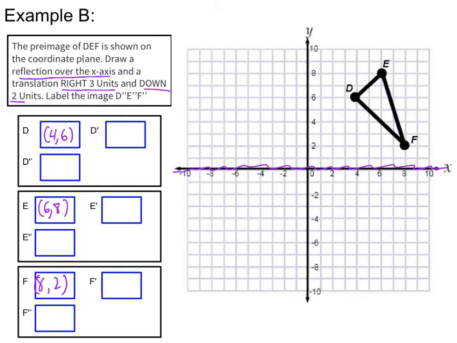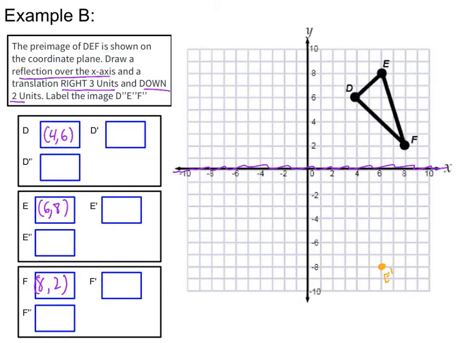So E appears to be up 8, so I'm going to go down to negative 8 for E prime. Again, the reflection is written first, so that's the thing that we're going to be doing first. If we had had the translation first, that's the first thing we do. So whatever you see first is the first transformation. Whatever you see second is the second transformation.